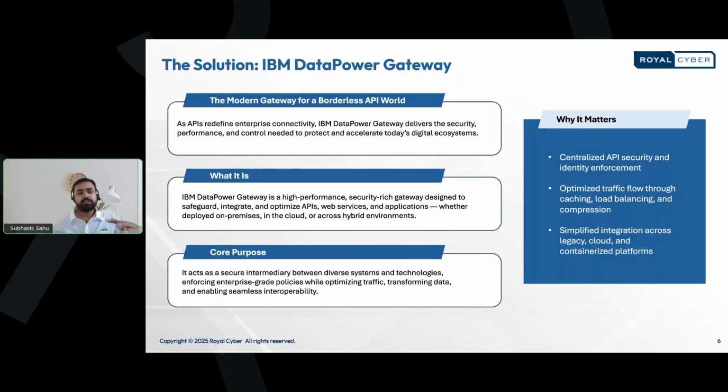So what's the core purpose of DataPower? DataPower stands between your API consumers and your backend services, ensuring that each and every transaction that happens in the cloud, or in any on-prem setup or hybrid setup, is safeguarded, integrated, and optimized. So what are the main pillars of DataPower? The three main pillars of DataPower are security, optimization, and integration. We will talk about all of these in detail in upcoming slides.